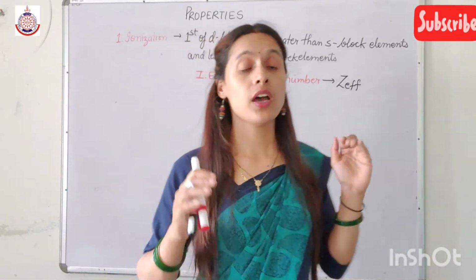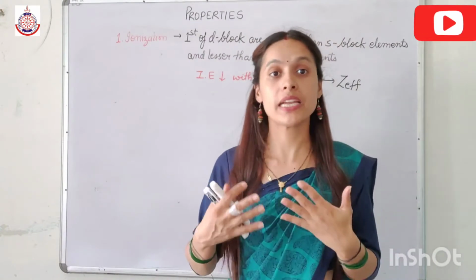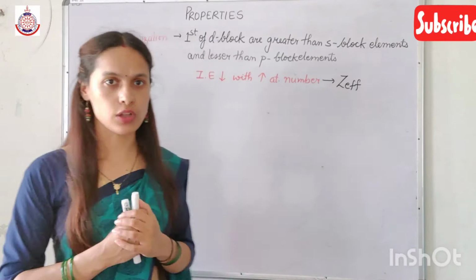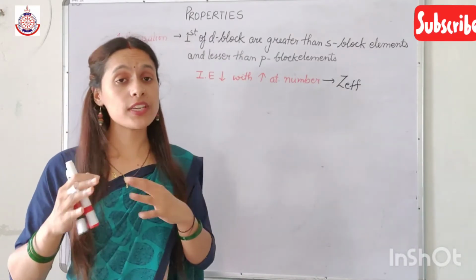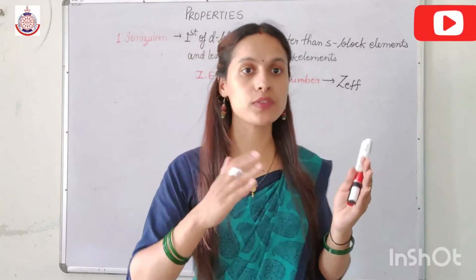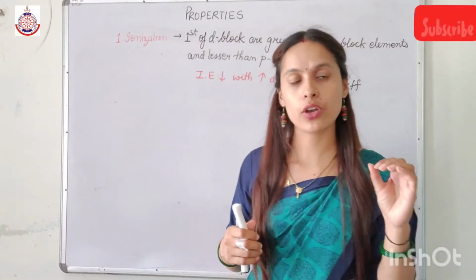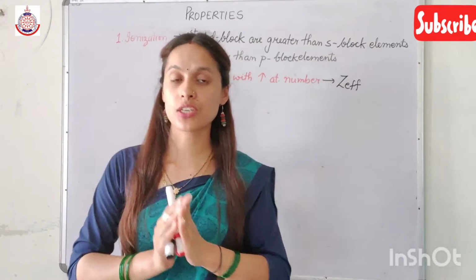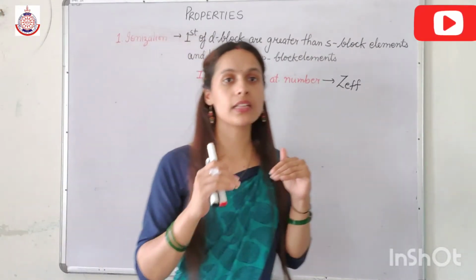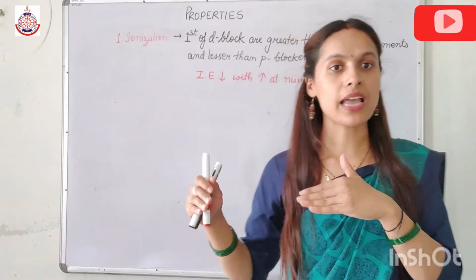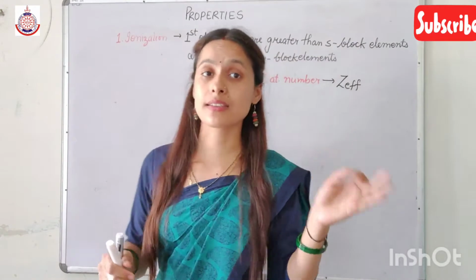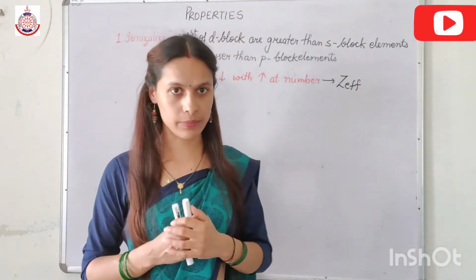But we have a number of irregularities also. And if we talk about the difference in the first ionization enthalpy of the successive D elements, then the difference in the ionization enthalpy of successive D elements is less than the difference in the successive S block and the P block elements.